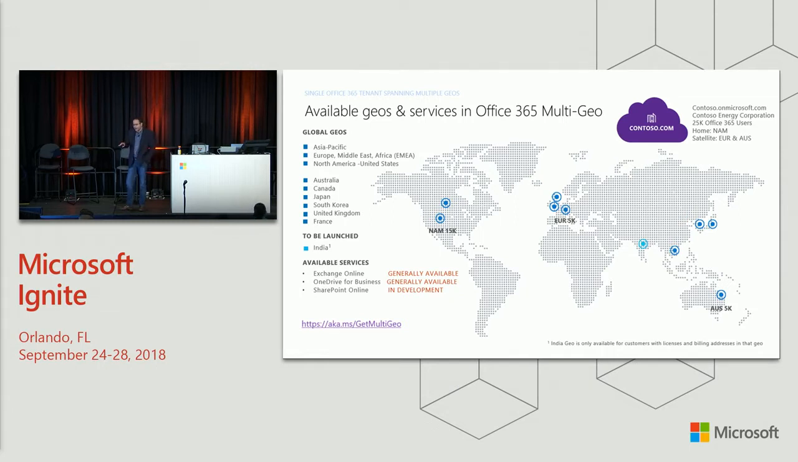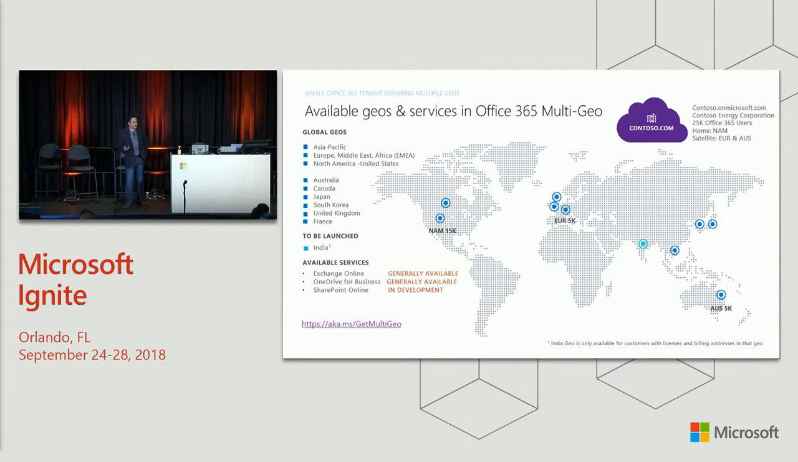Now, if you notice, there is a to-be-launched list as well. Like India, for example, that's one of the geos that we are working on right now to have it ready for you as well. And any other new countries that become available, we will bring forward for you as part of multi-geo. And generally available, the Exchange Online and OneDrive for Business service is already available.